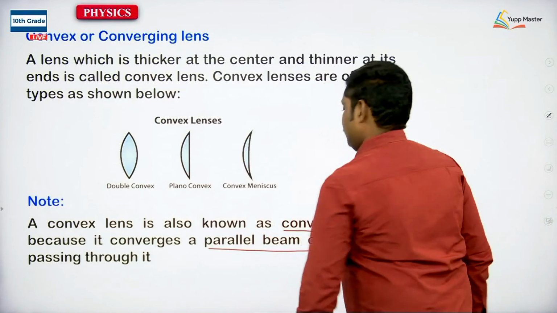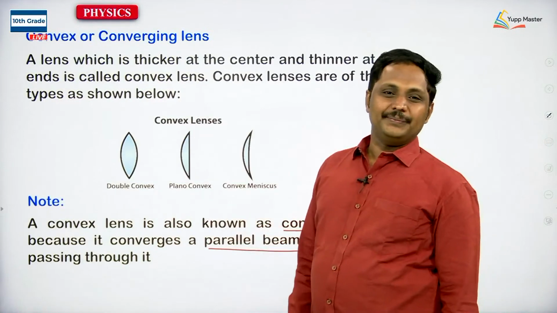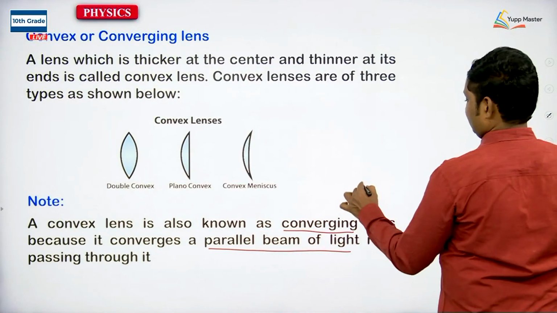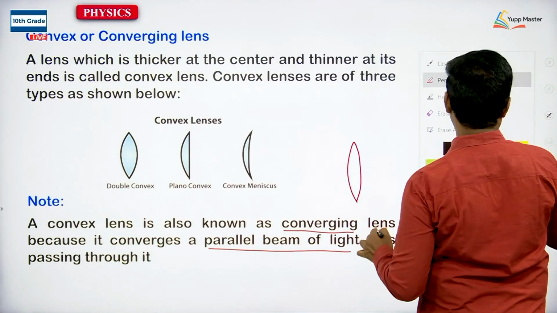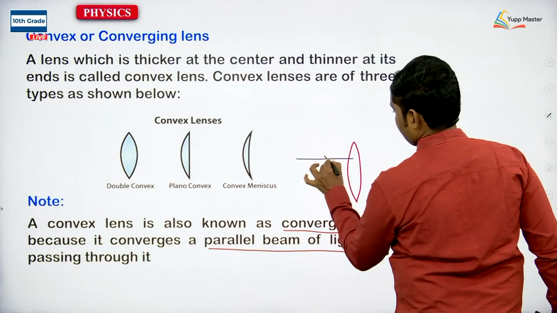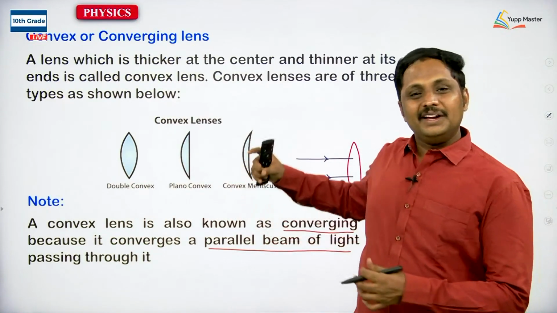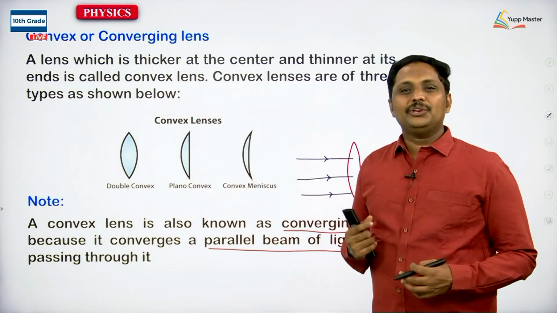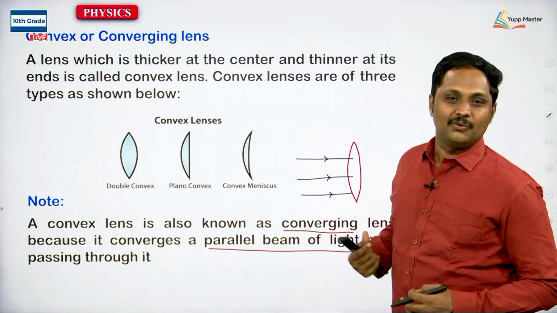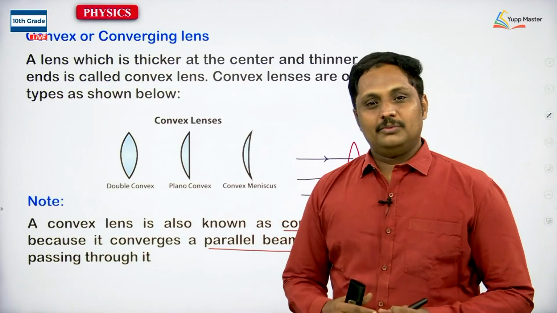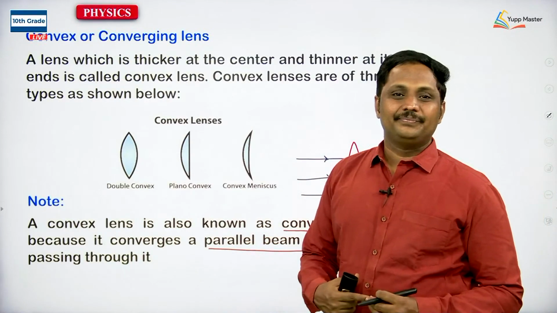Yes, because it converges a parallel beam of light rays passing through it. You have to see this one. If you take this one, the light rays are going to be incident. While we are talking about the incident light rays, we are going to consider paraxial rays while dealing with lenses.